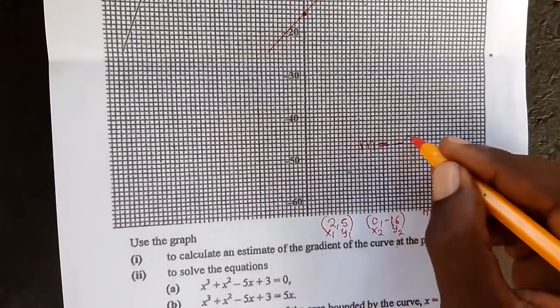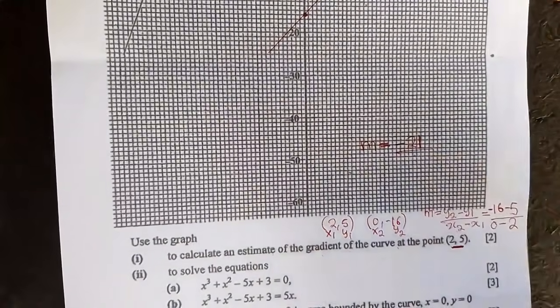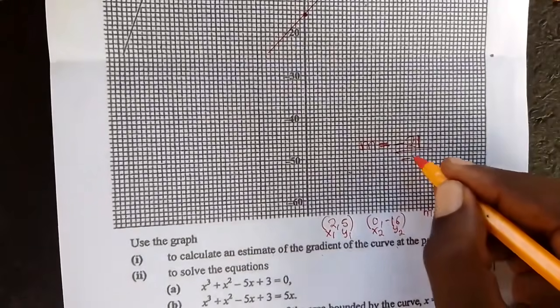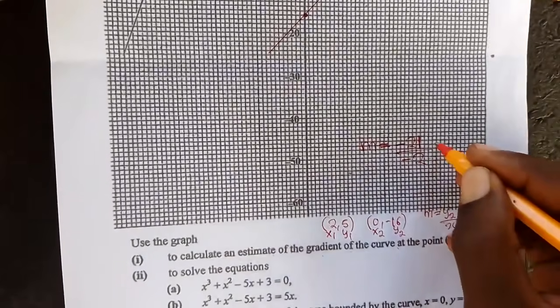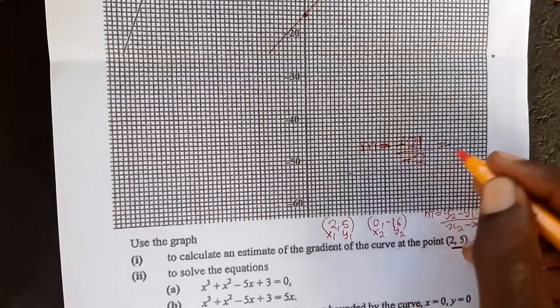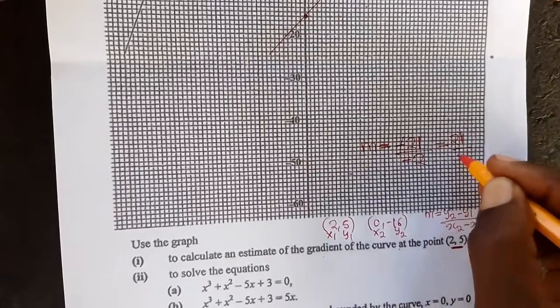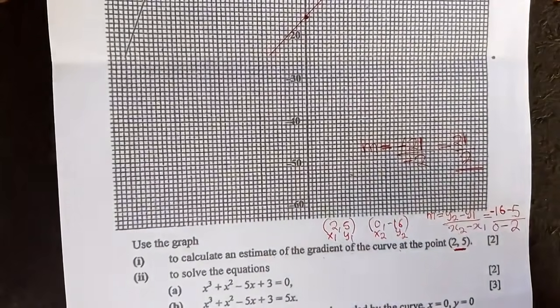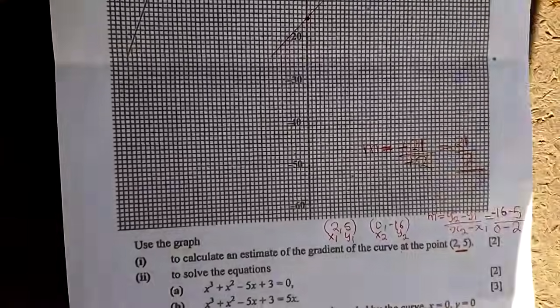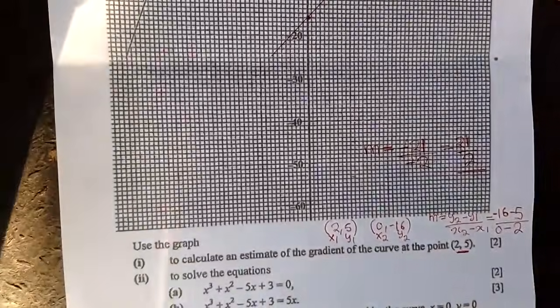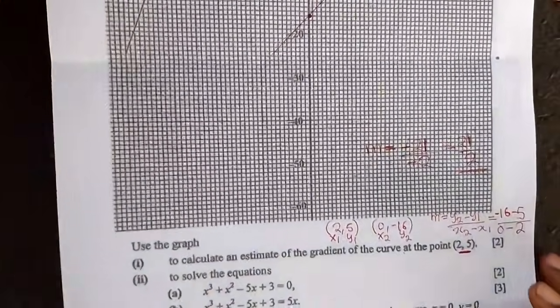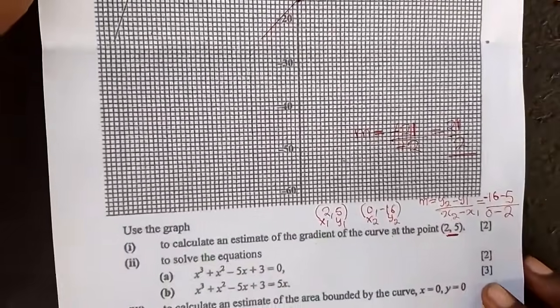That is negative 21 over negative 2. Like this. So finally the answer is, negative cancelled, 21 over 2. So that's the gradient. So we have estimated the gradient. This is what you are supposed to do and understand.